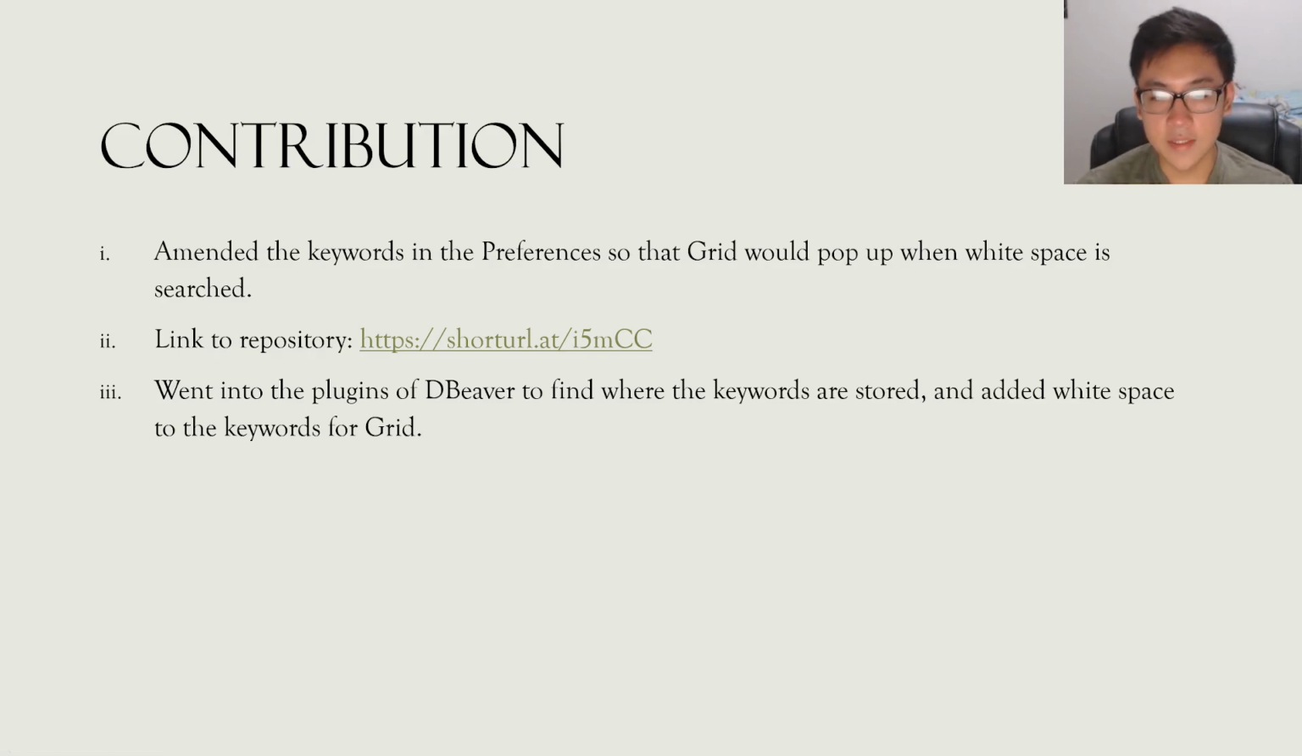All I did was amend the keywords in the preferences file so that grid would pop up when whitespace is searched. This is a link to the forked repository. Basically, I went into the plugins of DBeaver to find out where the keywords are stored, and I just added whitespace to the keywords for the grid label.